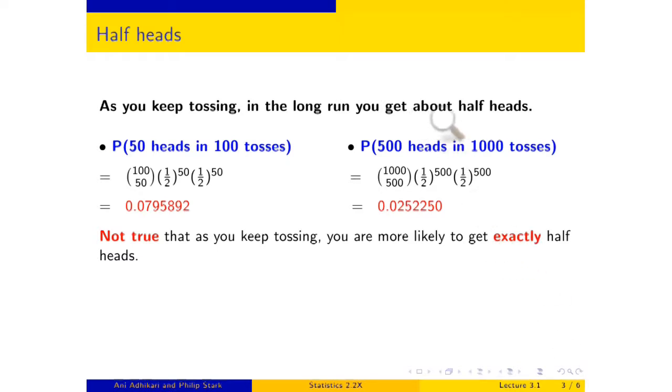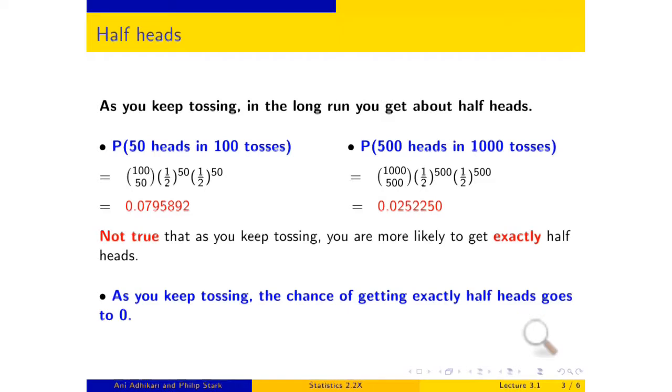The word about is really important. Hitting 50%, bang on, exactly, is less and less likely as you increase the number of tosses.